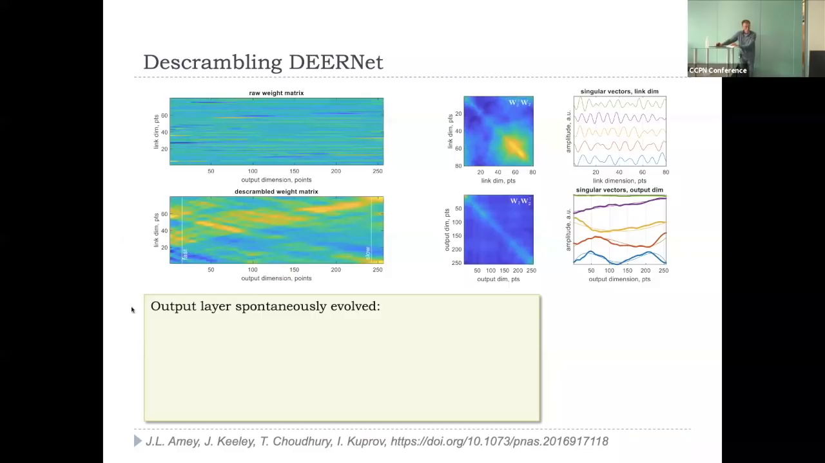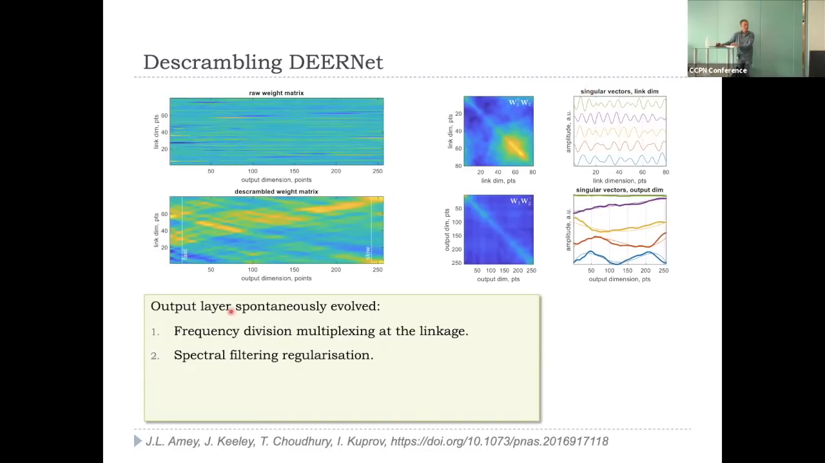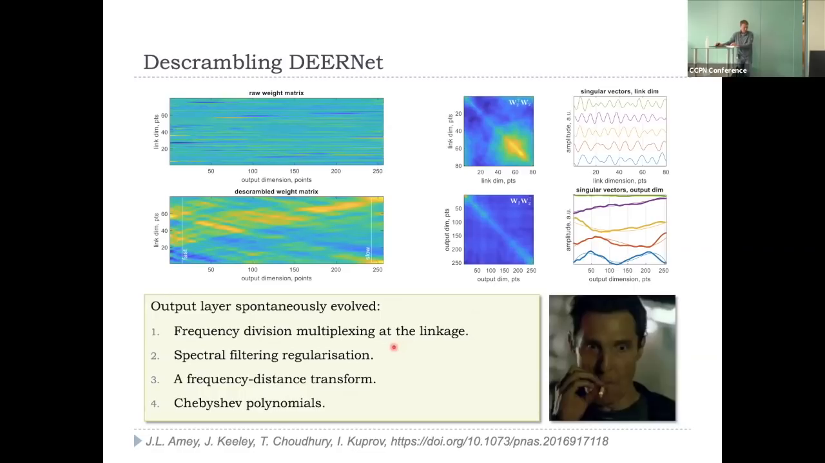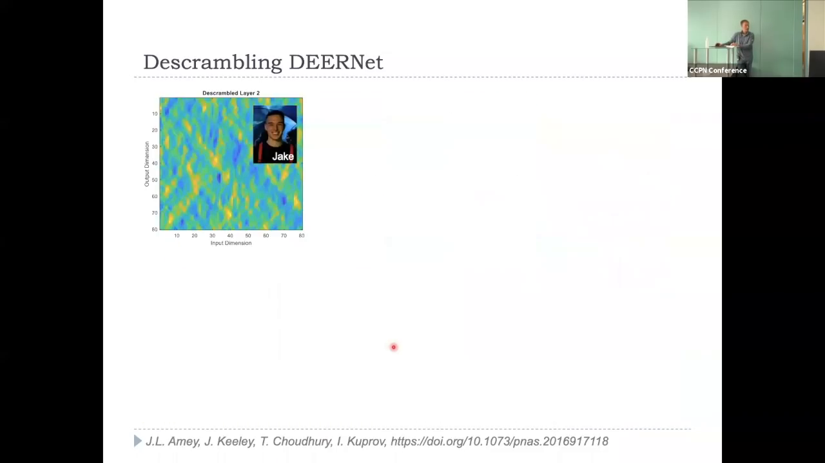So this output layer spontaneously evolved frequency division multiplexing at the linkage, spectral filtering regularization because it only keeps the largest singular values and ignores the rest. Frequency distance transform in here because what is the output is the distances, and Chebyshev polynomials, for goodness sake. Now, if you are not shocked by now, you really, really should be, because this is unattended training from a random initial guess, and the blasted thing invented half of the mathematics that we teach to chemists, at least in Southampton. Then Jake did a heroic job of descrambling the middle layer in a 3-layer DEERNet.